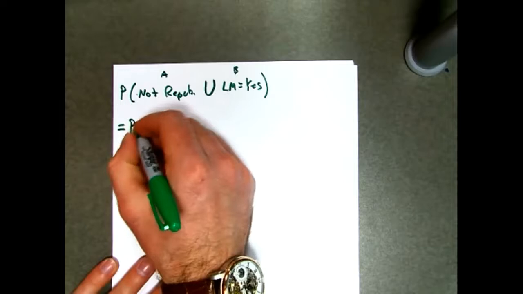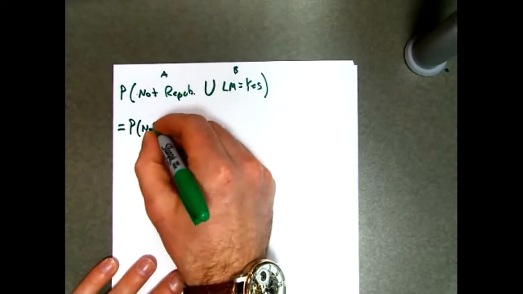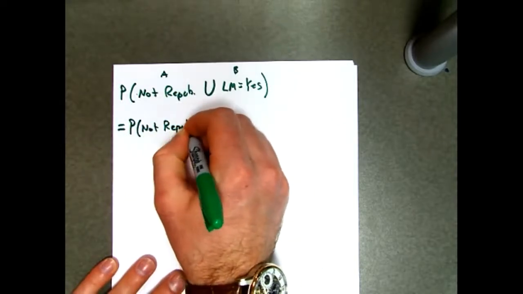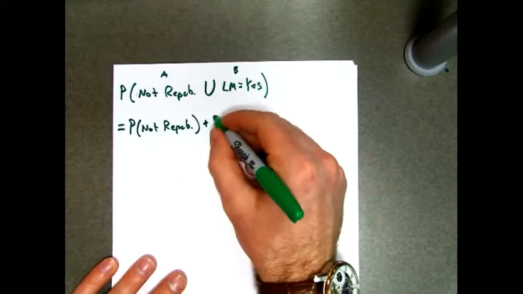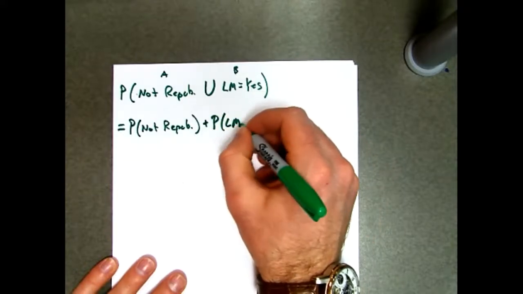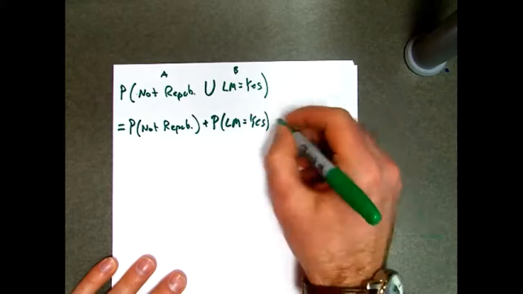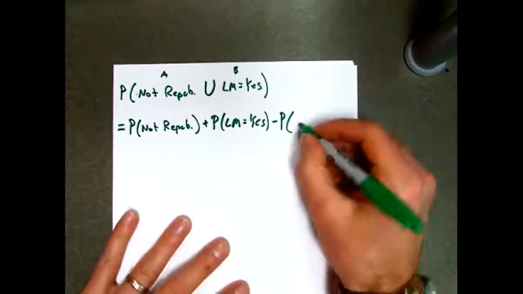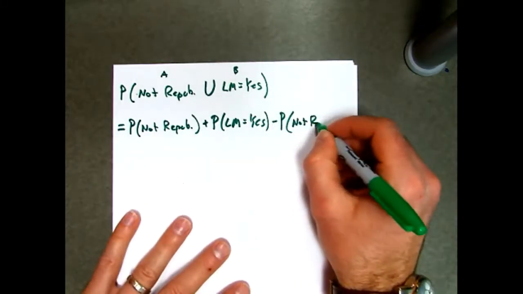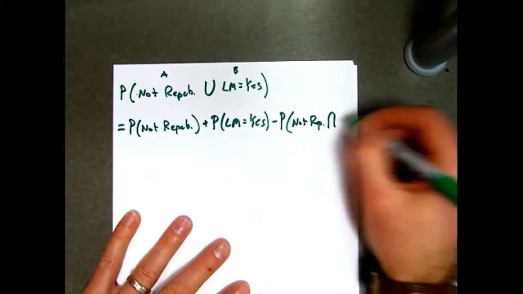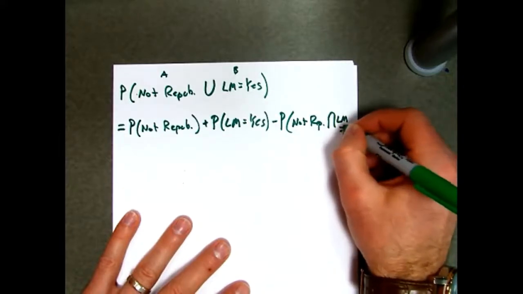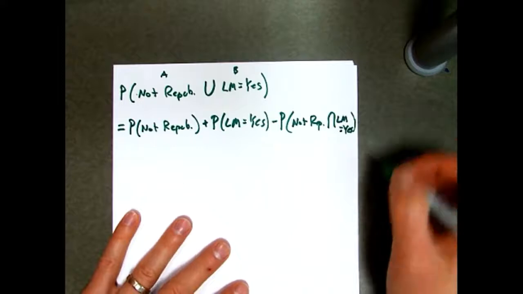So here, the probability of A would be the probability that they're not Republican, plus the probability of B, if they want marijuana legalized, and then subtract the intersection of the two. So not Republican, and I'm running out of room, but they want marijuana legalized. Okay.